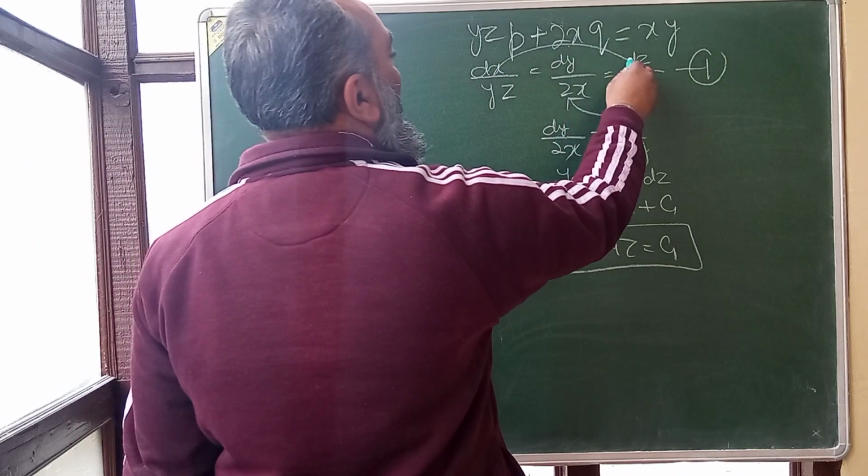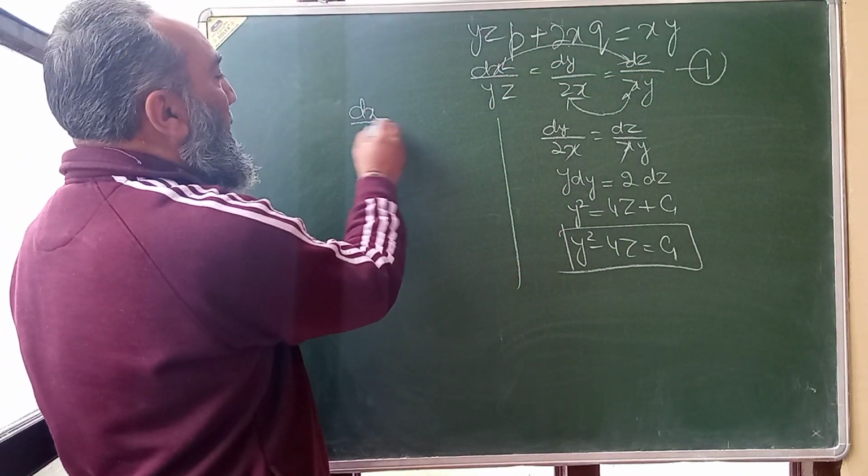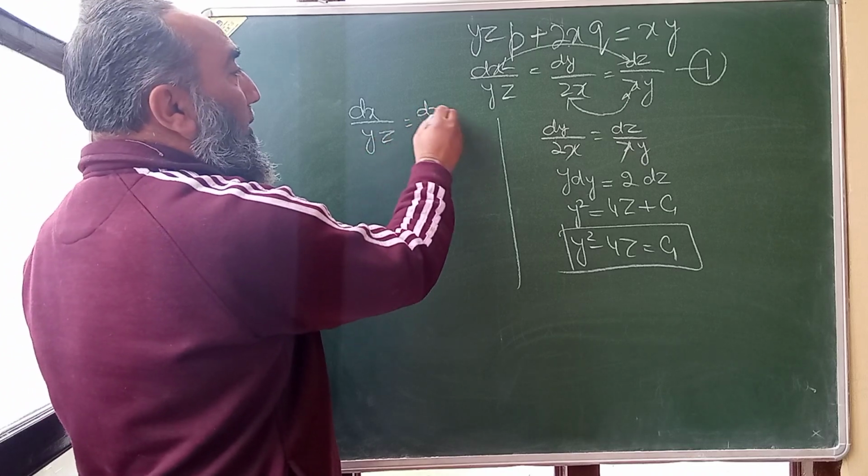Now choosing first and third fraction together, I will get dx by yz equal to dz by xy.